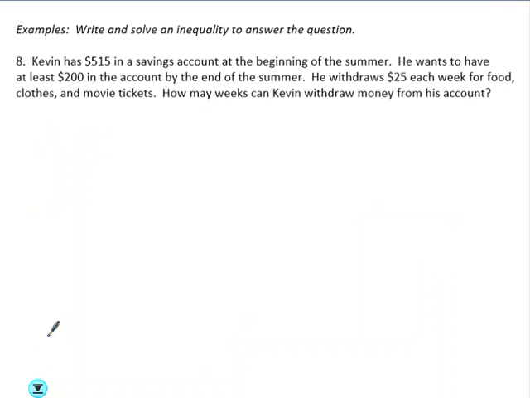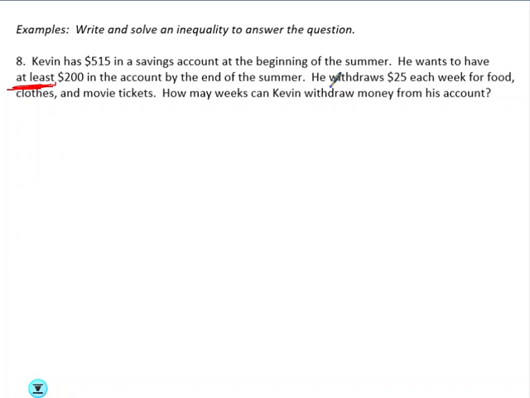Kevin has $515 in a savings account at the beginning of the summer. He wants to have at least, let me underline at least, $200 in the account by the end of the summer. He withdraws $25 each week for food, clothes, and movie tickets. How many weeks can Kevin withdraw money from his account?